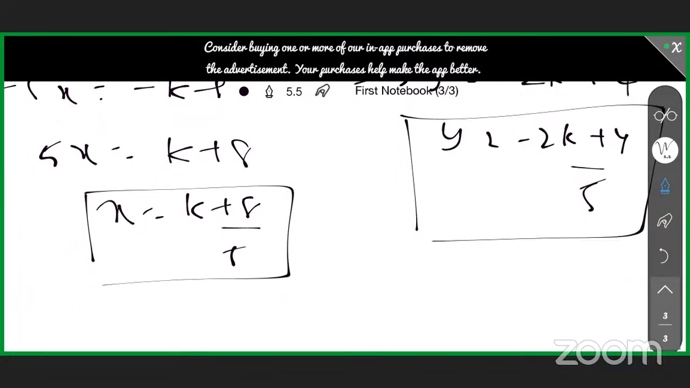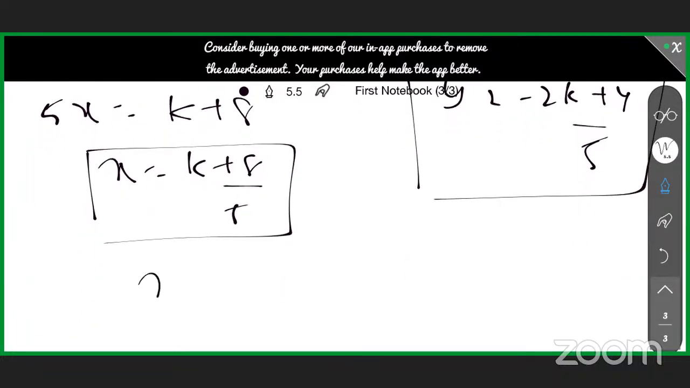Now you have found the value of x and y. There is one more condition given in the question. The line is passing through the point. Not 1, comma 2. Which point did they tell? Minus 2, comma 1. Correct, no?